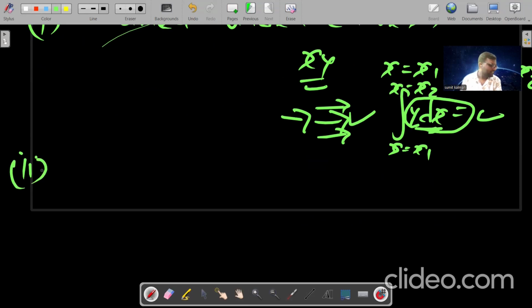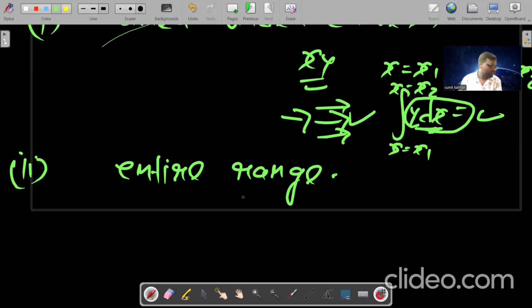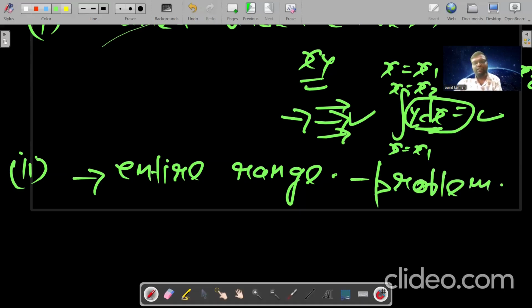What is the second application, students? To extend the result on a very small element to the entire range required in the problem. So these are the two applications of integration in physics.